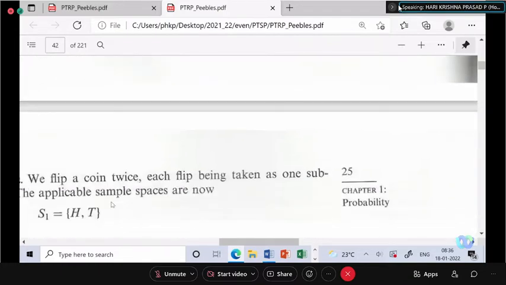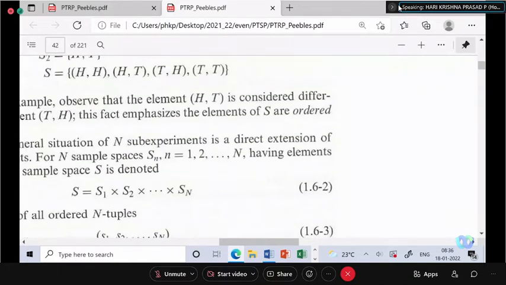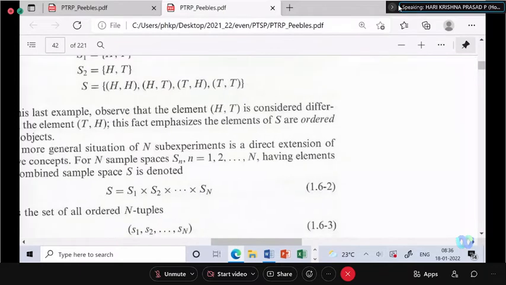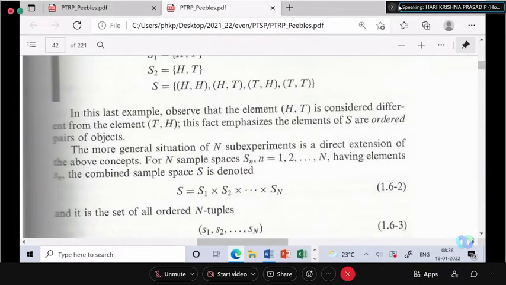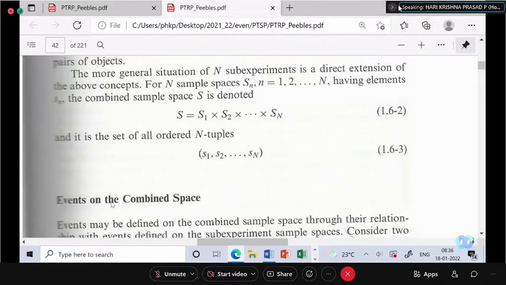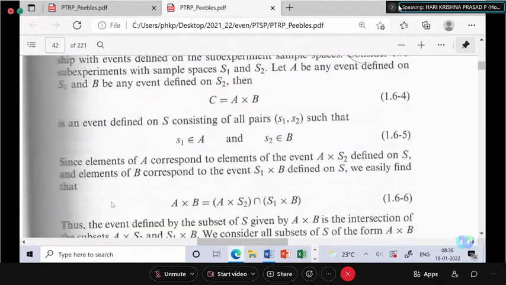So in the previous class, we have considered an experiment where we have a set of elements which are continuous in nature. What does it mean? We have defined two events A and B. Event A is defined over sample space S1. Event B is defined over sample space S2. Okay. Combined event is defined as capital C, which is given by C equal to A cross B.